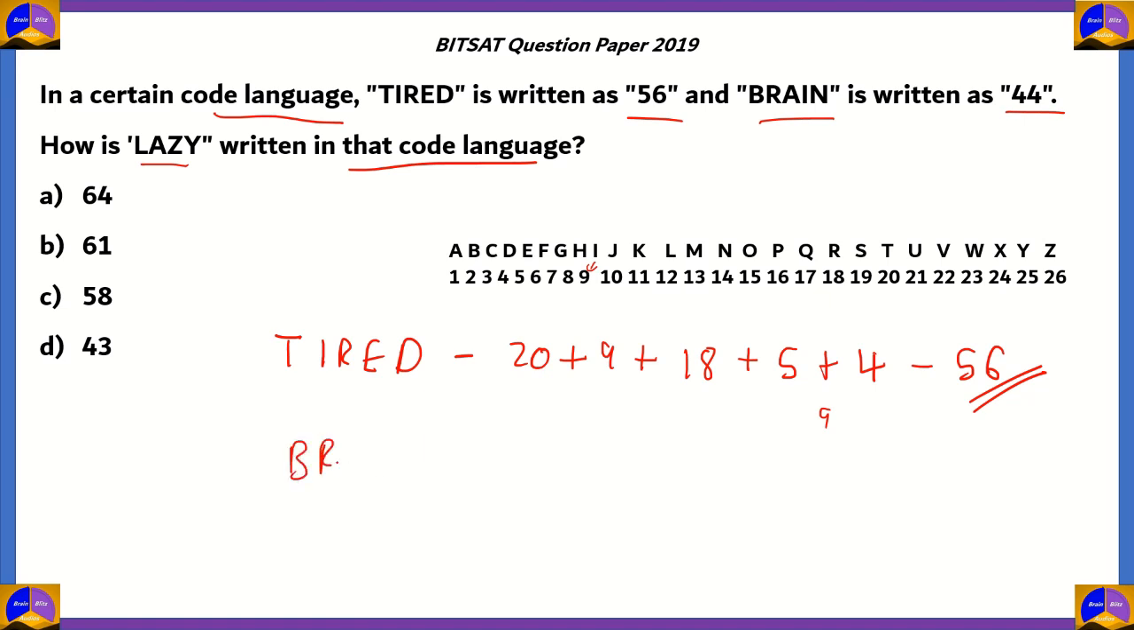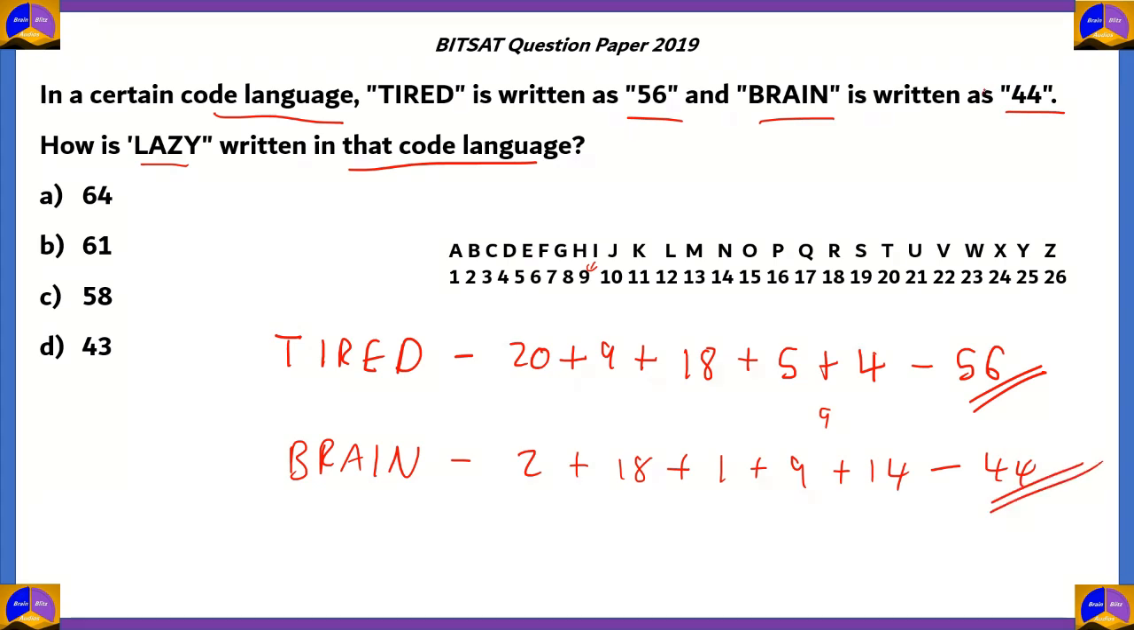Let's look at brain. The word brain has B, which is the second letter, R is the 18th letter, A is the first letter, I is the 9th letter, and N is the 14th letter. 18 plus 2 gives you 20, 9 plus 1 gives you 10, 20 plus 10 is 30, 30 plus 14 is 44, which again is given in the question.